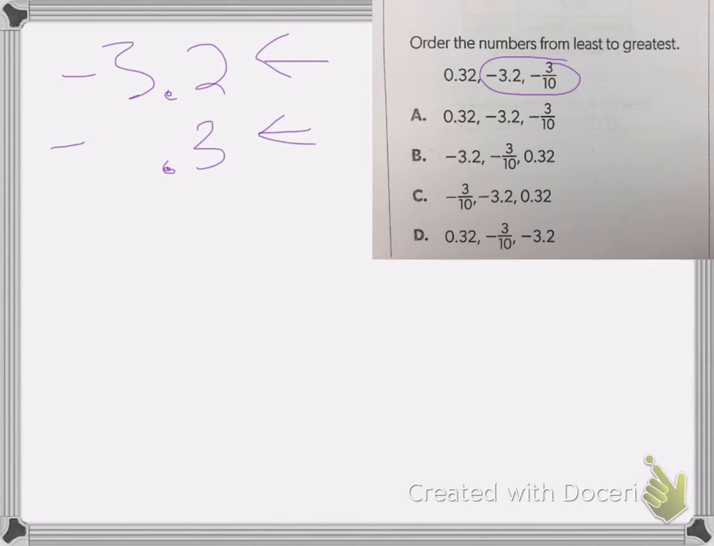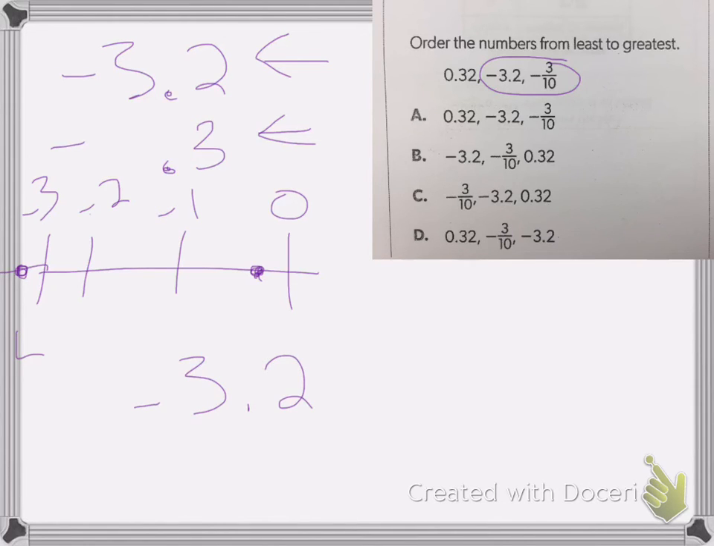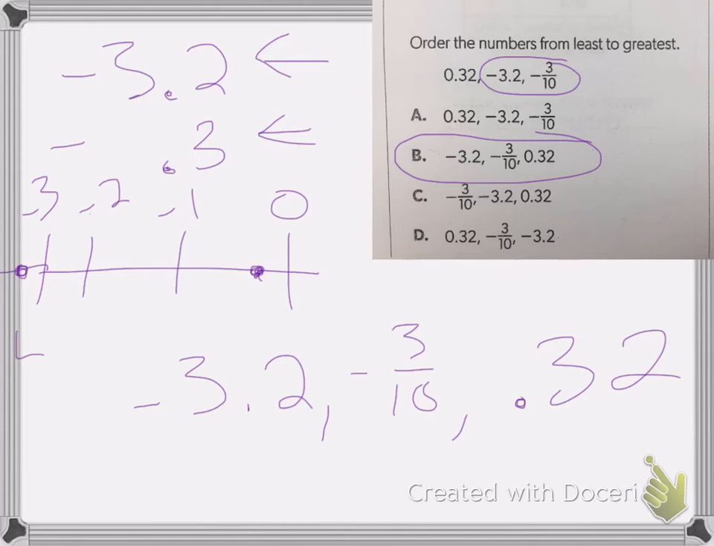Well, think about your number line. Here's 0. Negative 3 is here. Negative 2 is here. Negative 1 is here. Negative 0.3 is going to be right here-ish, and negative 3.2 is going to be over here. The further to the left, the smaller it is. So negative 3.2 is my smallest. This is the only one with negative 3.2 first, so that's also our answer, because negative 3/10 is next, and 0.32 is the very last one, or 32 hundredths.